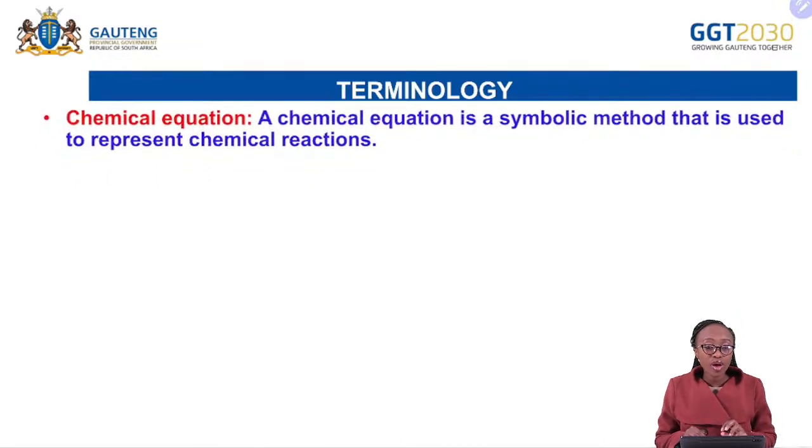So the fourth term is chemical equation. I know you've come across equations in your mathematics. Well, in natural sciences, we also have equations and we call them chemical equations. So what are they? A chemical equation is a symbolic method that is used to represent chemical reactions.